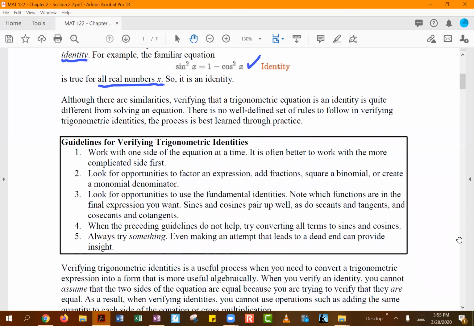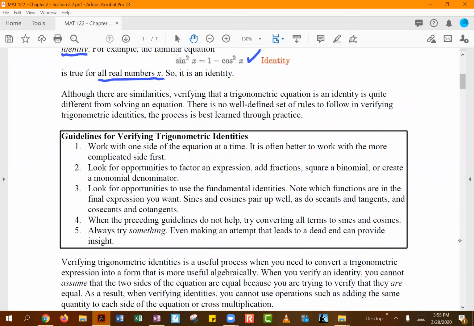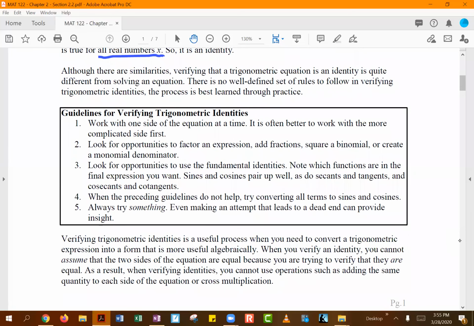So you don't really have a set of rules, or as they're saying, a well-defined set of rules when it comes to verifying your trig identities. But these are some really good guidelines here which will help you out. And the idea is the more you practice, the better you will get at it.